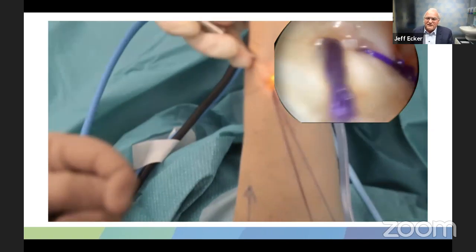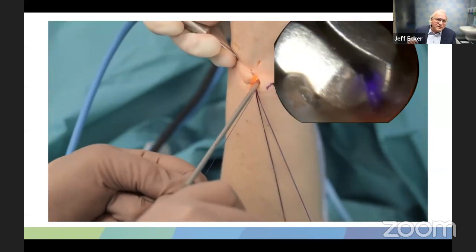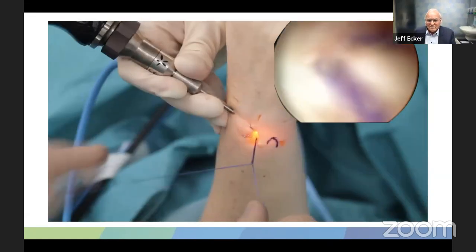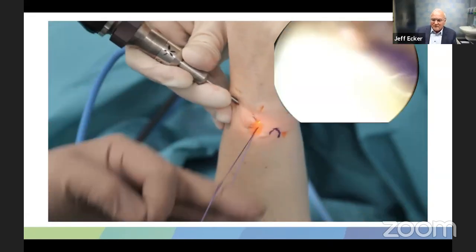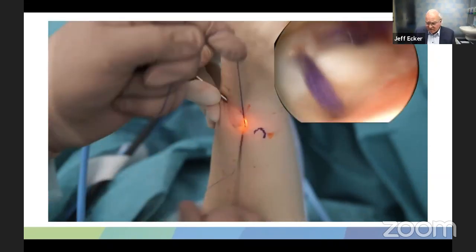So you don't need anything fancy for this. You can cut it with a pair of iris scissors. That's a suture separator from the shoulder set. And if they're stable, when you move them, you don't have to splint them above elbow.